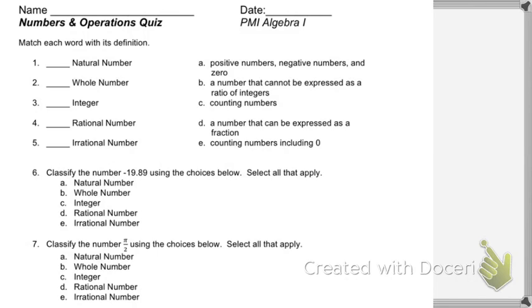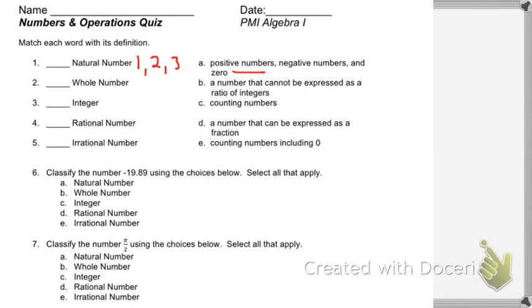I'm going to match definitions with the number set on the left-hand side. So natural numbers. Remember natural numbers? Those are 1, 2, 3. So they're positive numbers, but not negative numbers, so it's certainly not A. A number that cannot be expressed as a ratio, well, I can write 2 as 2 over 1, or 3 as 3 over 1. Those are ratios, so it's not B.